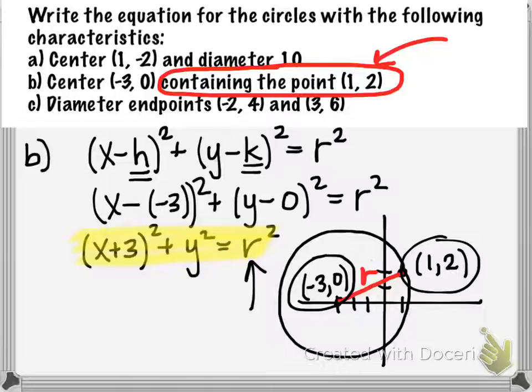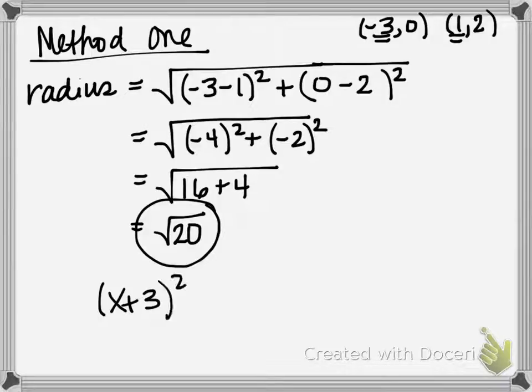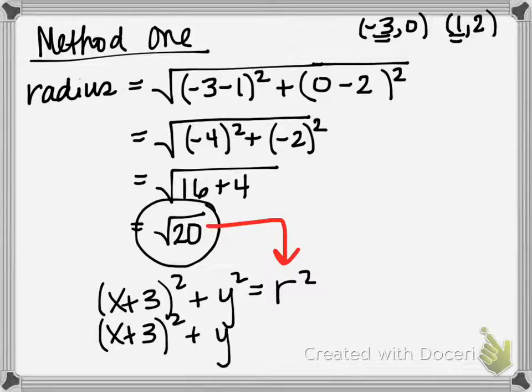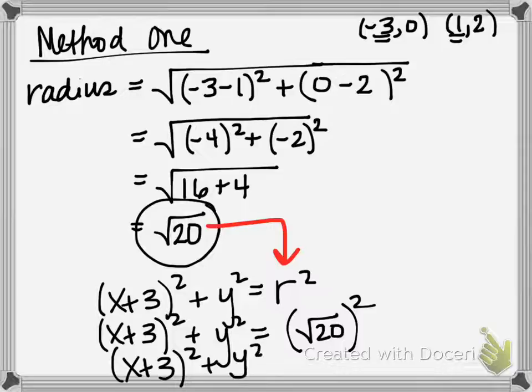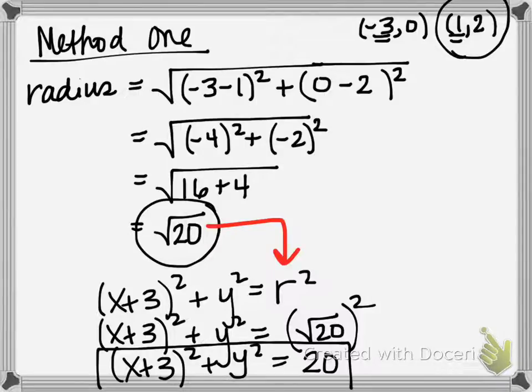So again, going back to the equation that we had so far here, what I have in yellow, we have (x + 3)² + y² equal to the radius squared. But now that we know what the radius is, we can substitute that value in. So (x + 3)² + y² is equal to my radius, which is the square root of 20, squared. And of course, when we square the square root of 20, that's going to undo the square root. So we'll ultimately end up with (x + 3)² + y² = 20. And this will be the equation for the circle that has a center at (-3, 0) and contains the point (1, 2). So that's one method. This is utilizing the distance formula to find the radius.